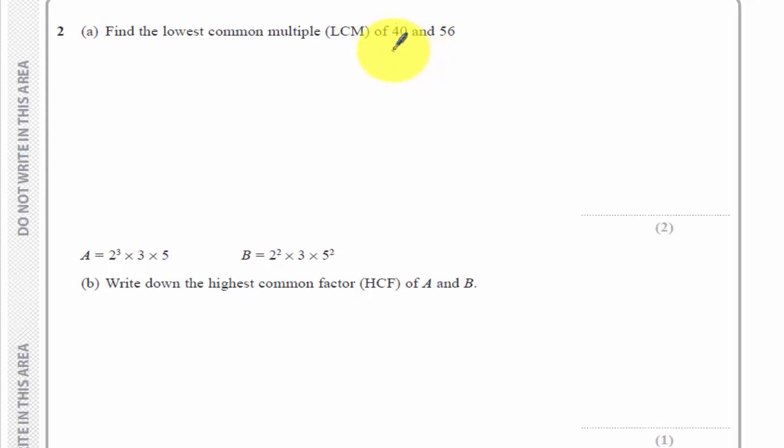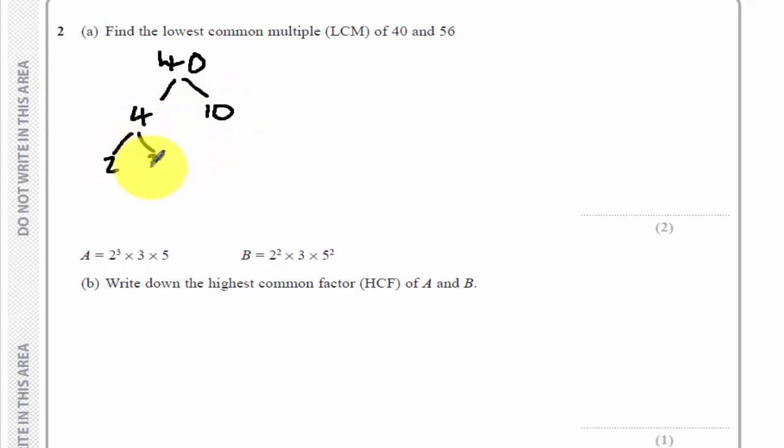So you could list the multiples of 40 and then the multiples of 56 until you have a number that's in both. But probably a better method, a more reliable method, is to reduce the number into a product of prime factors. So 40, if I think of any two numbers that multiply to make 40, I've got 4 and 10.